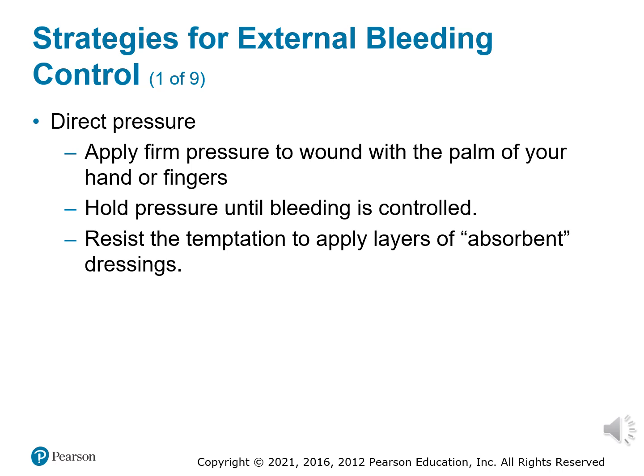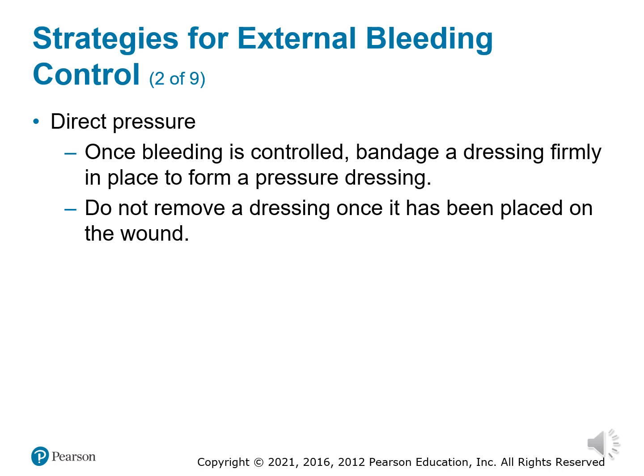Strategies for external bleeding control. So first is direct pressure. You want to apply firm pressure to the wound with the palm of your hand or fingers. Hold pressure until the bleeding is controlled. Resist the temptation to apply layers of absorbent dressings. Once bleeding is controlled, bandage a dressing firmly in place to form a pressure dressing. Do not remove a dressing once it has been placed on the wound.